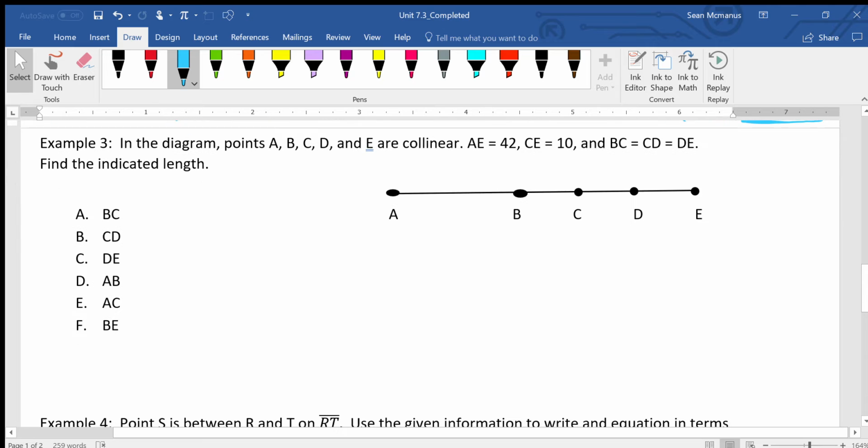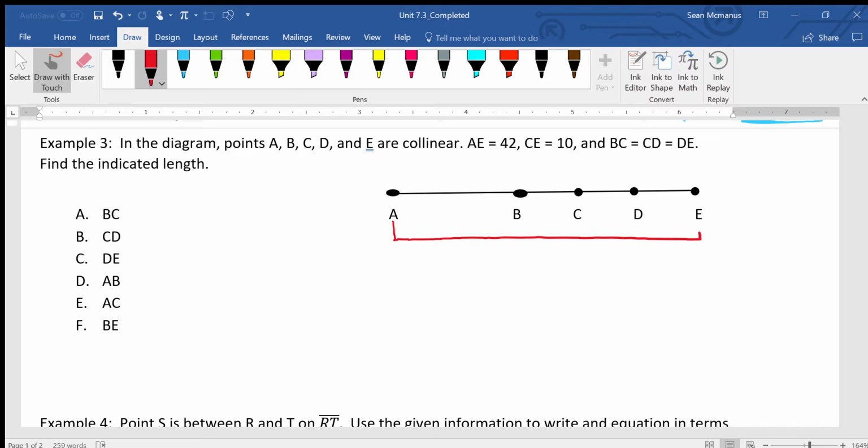Example 3. In the diagram we have here, we have points A, B, C, D, and E, and they are all collinear. So I have 1, 2, 3, 4, 5 points that fall along the same line. And it's telling me that AE is 42. So the length of the segment from the two endpoints here is 42.